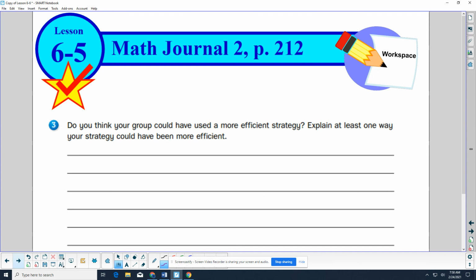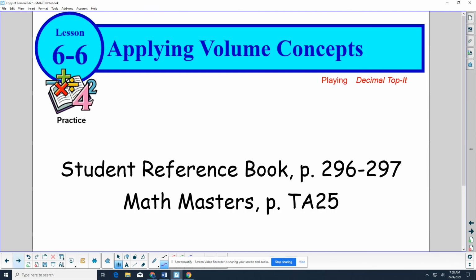So if you remember when we looked at some of the sample strategies, they were talking about adding all the different sides together, or calculating each of the sides, and then adding them all together. Is there a more efficient strategy, such as if we know we have two sides that are the same, calculating the volume of one and using that measurement?